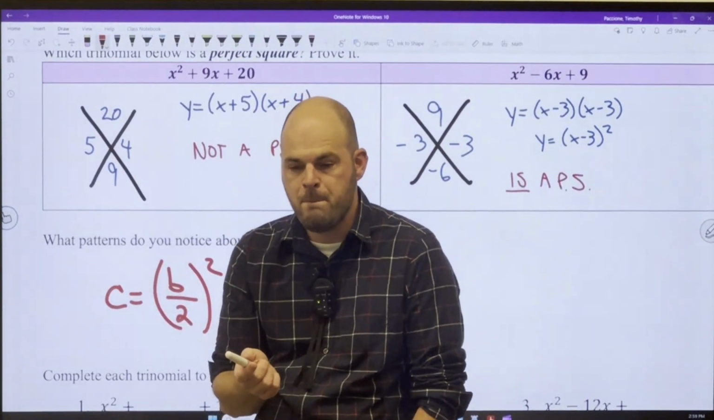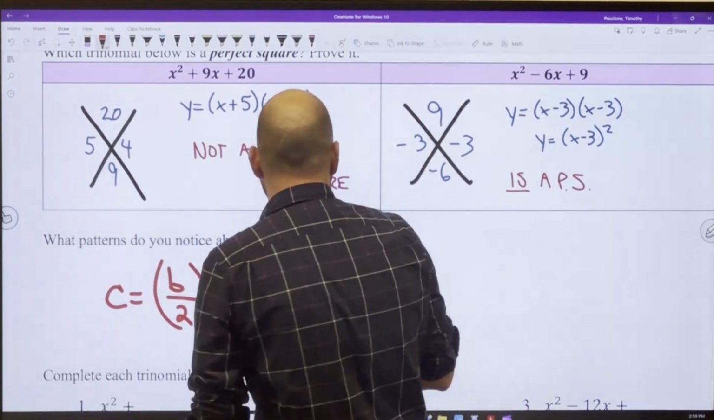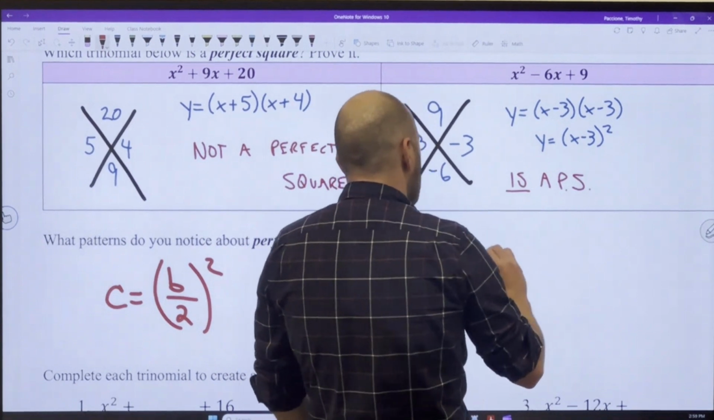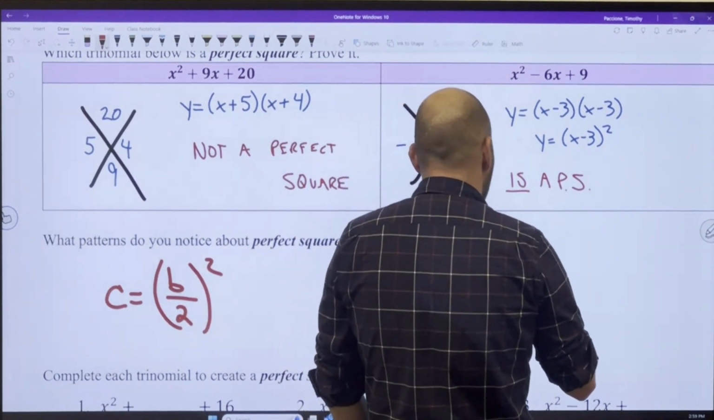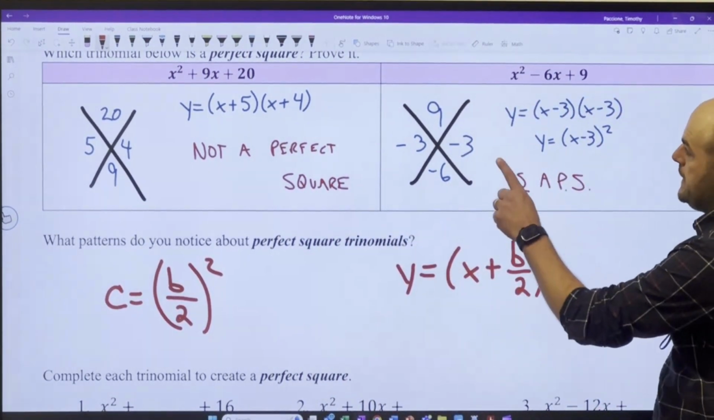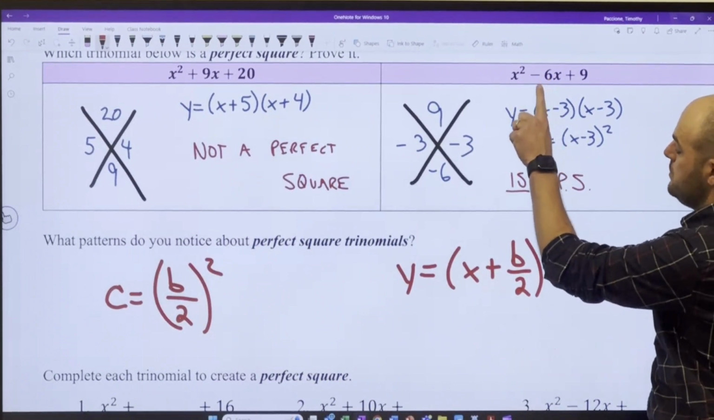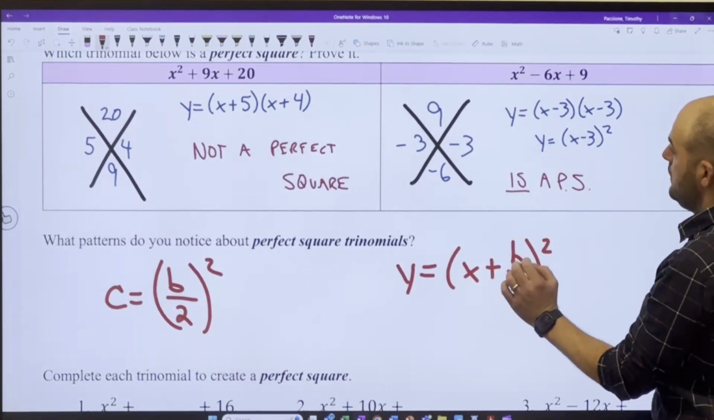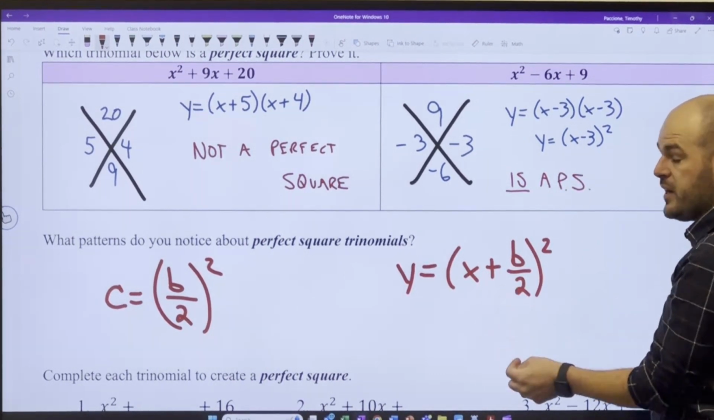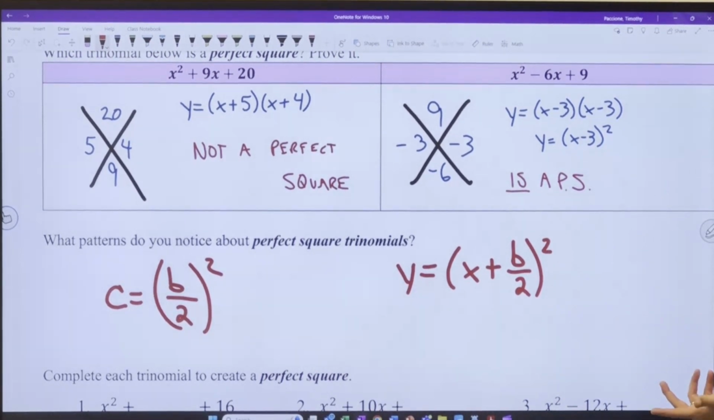The other thing we want to notice is that the answer is always y equals x plus b divided by 2 squared. So think about our situation. x plus negative 6 divided by 2 squared. So that would be x plus negative 6 divided by 2 is negative 3. So x minus 3 squared. And that's always going to be the result of a perfect square trinomial.